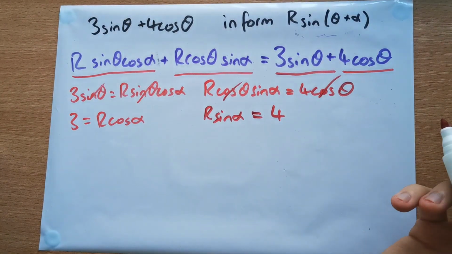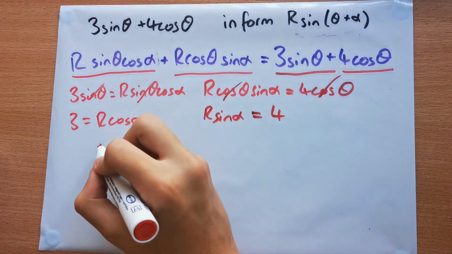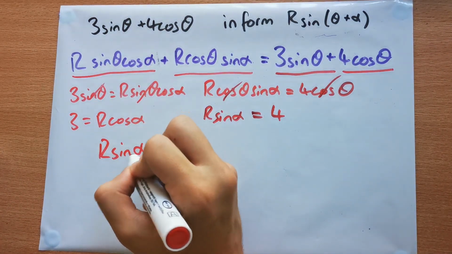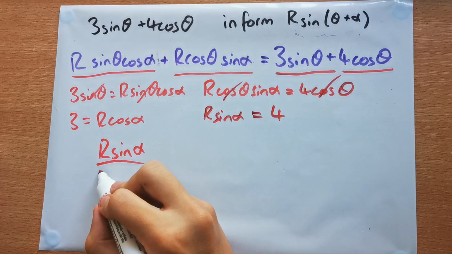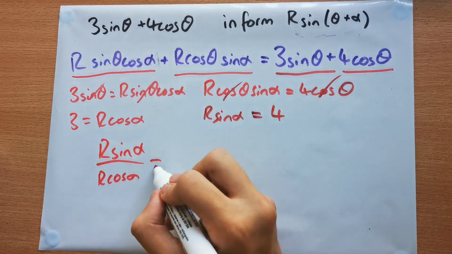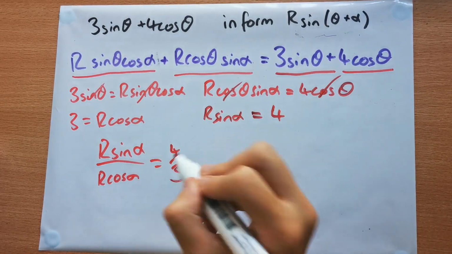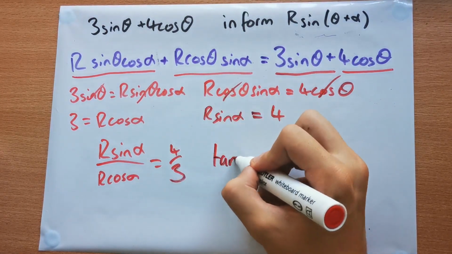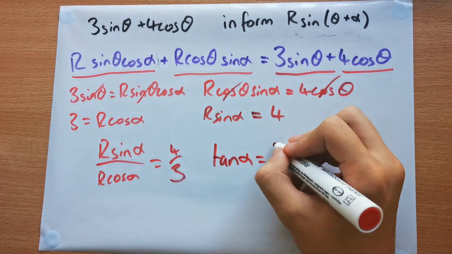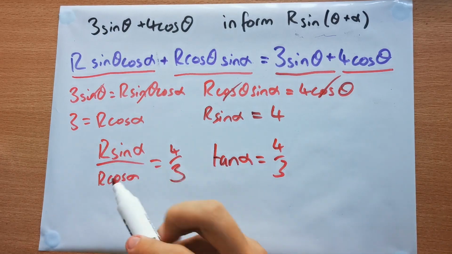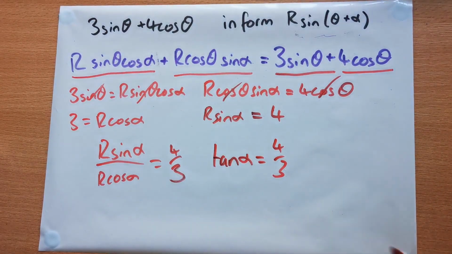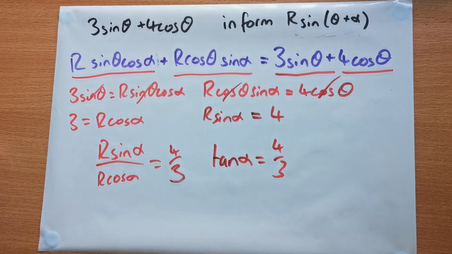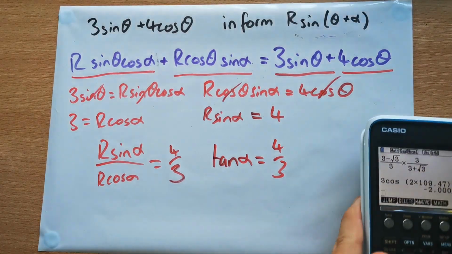And now we can get what tan is equal to. So r sine alpha over r cos alpha is equal to 4 over 3. 4 over 3 is equal to tan alpha. That's because the r's will cancel out. Sine over cos is tan, 4 over 3. Which means that alpha, now I would type this into my calculator, it's possibly slightly easier.